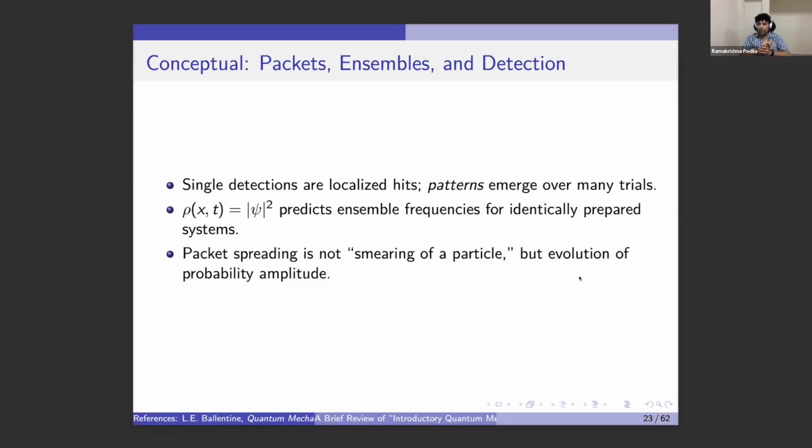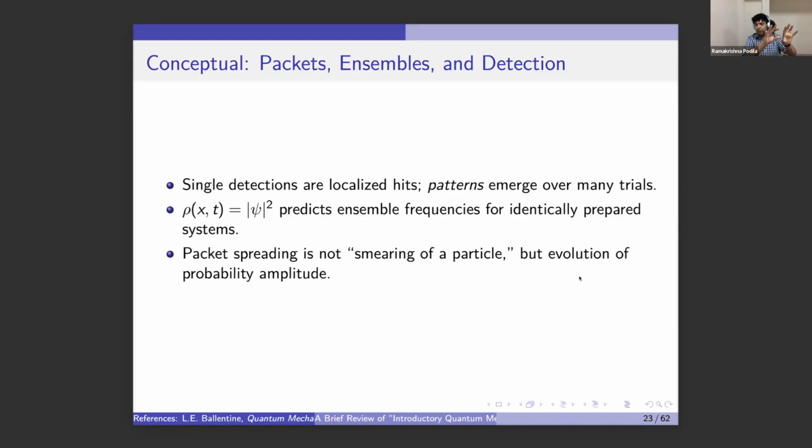over multiple trials. So in whatever theory we are developing, we can explain only single detections so far, because we saw that this wave packet can be built. We have not yet really explained how patterns emerge over many trials. So for that, we have to come up with a new postulate.